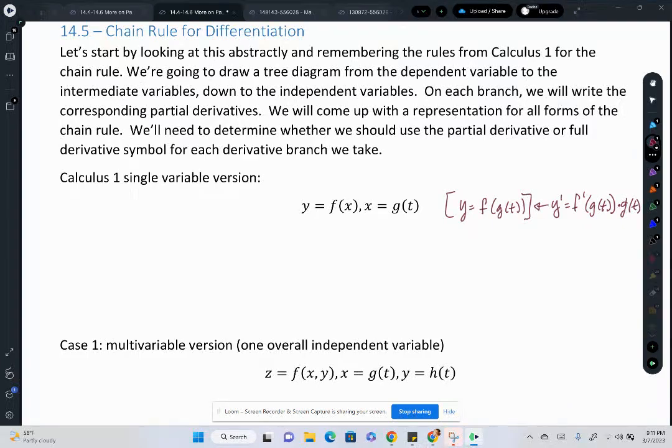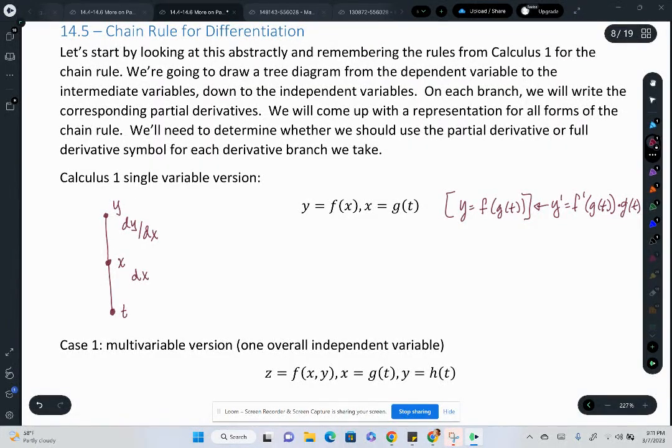But if we draw that up in a tree diagram, when I talk about starting with the dependent variable, that means I'm starting with y. And then I have a branch that goes down to the intermediate variable. In this case, that's going to be x. And then I have another branch that goes all the way down to the independent variable t. Okay? So along the way from y to x, the derivative that I would calculate would be dy dx. And then along the way down to t, from x to t, I would be calculating the rate of change of x with respect to t, so dx dt.